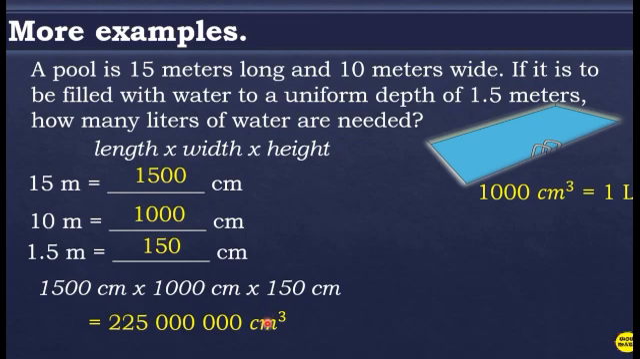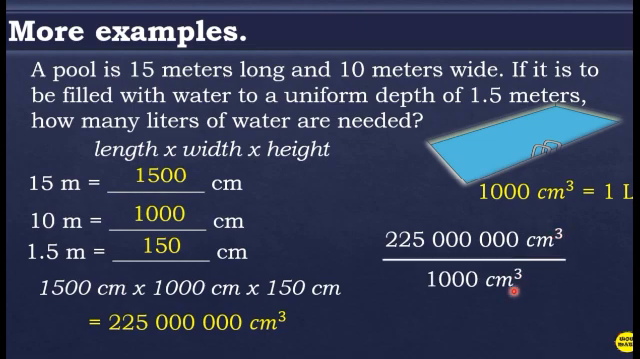Now, tapos na ba? Hindi pa po. So, balikan natin to. Sa bawat 1,000 daw na cubic centimeter, that is equivalent to 1 liter. So, anong gagawin natin? I-divide natin si 225 million cubic centimeter sa 1,000 cubic centimeter. Kasi sa bawat 1,000 daw, meron kang 1 liter. So, divide natin siya sa 1,000 para malaman natin kung ilang 1,000 meron dito. Dahil kung ilang 1,000 meron dito, yun ang bilang ng liters.